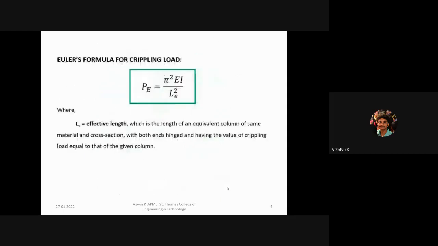Okay. So Euler's formula for all the problems, whatever the problem, we can write it as PE is equal to pi square EI divided by LE square. Here L is replaced by effective length. You should write this equation and mark it as effective length. No need of writing all these things. This is for your reference only. Effective length we have already taken in the previous class.